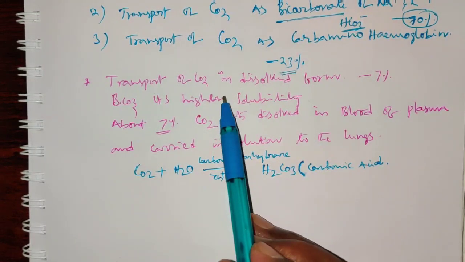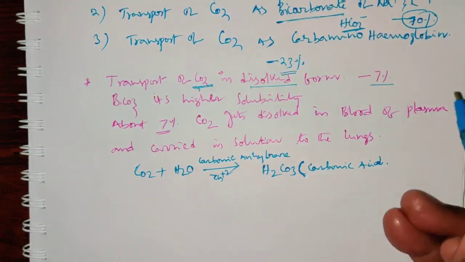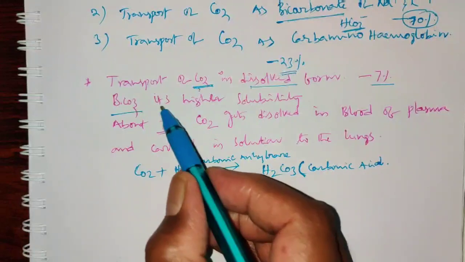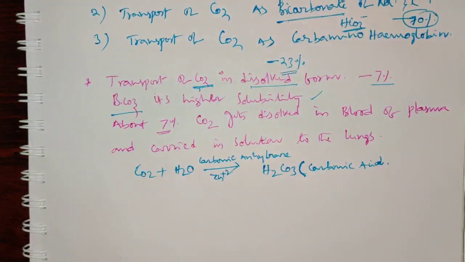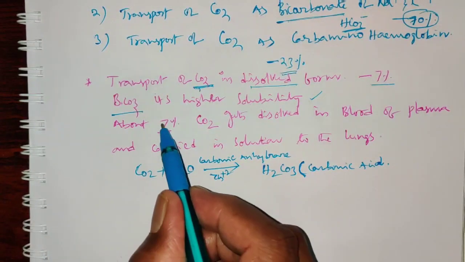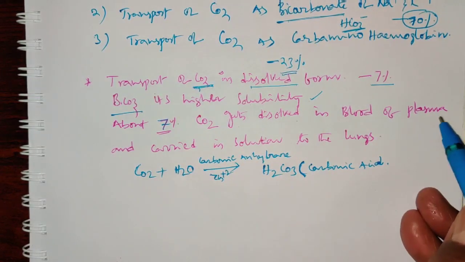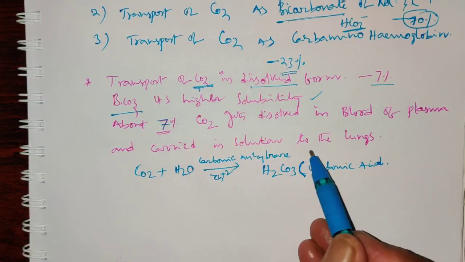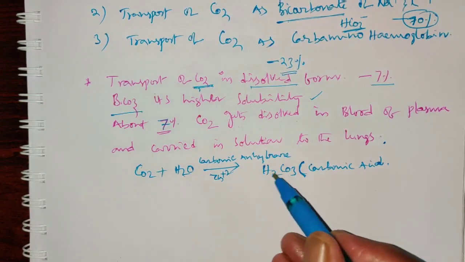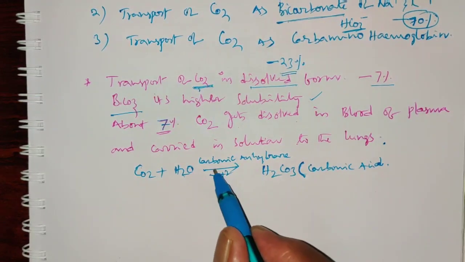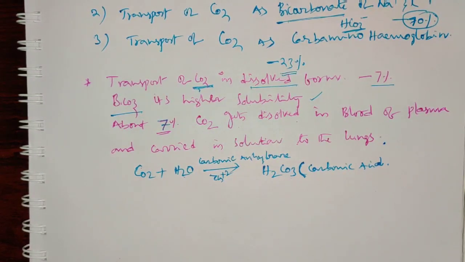So transport of carbon dioxide in dissolved form is about 7%, because carbon dioxide has the highest solubility in nature. About 7% of carbon dioxide gets dissolved in blood plasma and is carried in solution to the lungs. Carbon dioxide reacts with water and forms carbonic acid in the presence of the enzyme carbonic anhydrase. So zinc ions are required over here.